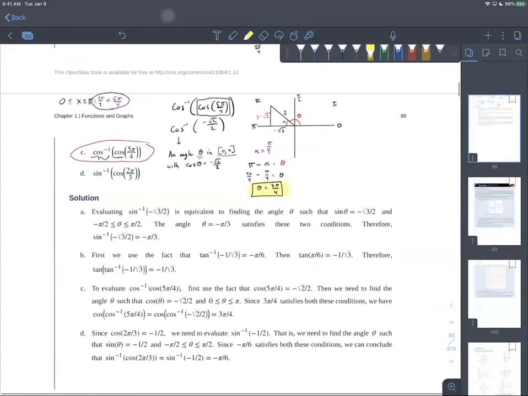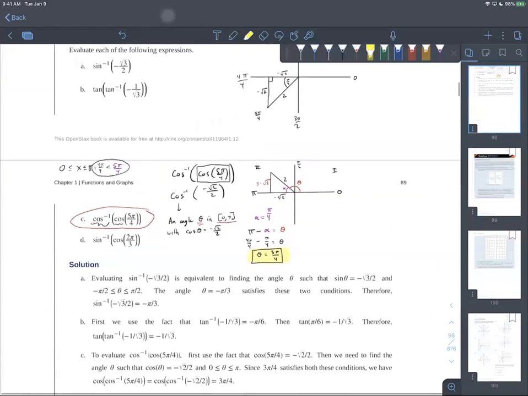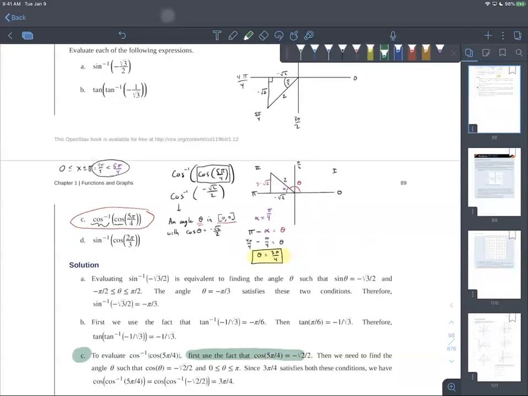And of course, they do it a lot more cleanly in the textbook here if you can do a bunch of stuff in your head. Let's just read the solution for part C. To evaluate cosine inverse of cosine of 5 pi over 4, first use the fact that cosine of 5 pi over 4 equals negative square root of 2 over 2. Maybe you just know that. That's basically what they did here.